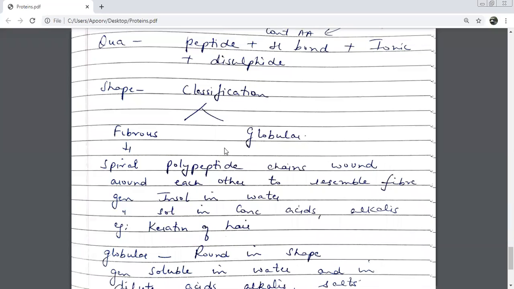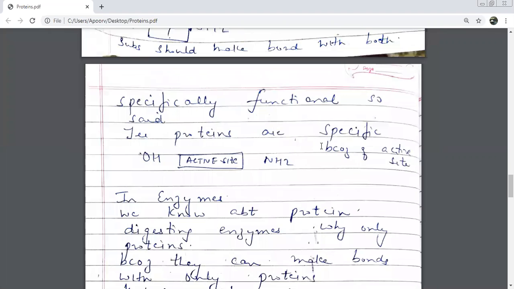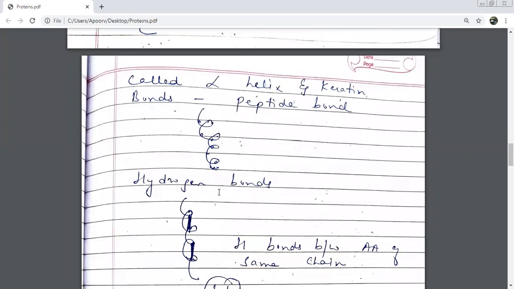The last classification that I'm taking up is based on the shape of the protein. This is the last part, beta. On the basis of shape, we have two kinds of proteins, fibrous and globular proteins. Fibrous proteins are the spiral polypeptide chain. Spiral, you remember? We made it just now in a figure. Do you recognize it? Yes, ma'am, these are spiral.